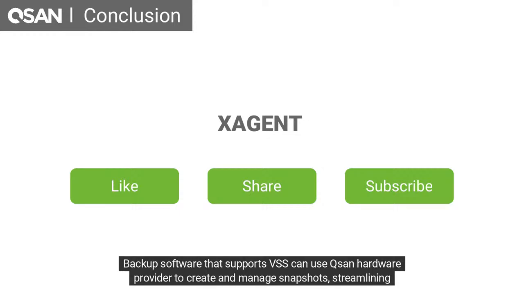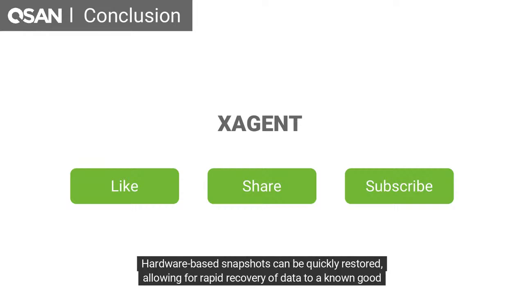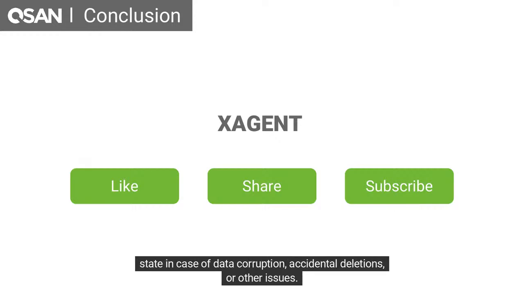Backup software that supports VSS can use QSAN hardware provider to create and manage snapshots, streamlining the backup process and ensuring reliable recovery points. Hardware-based snapshots can be quickly restored, allowing for rapid recovery of data to a known good state in case of data corruption, accidental deletions, or other issues.